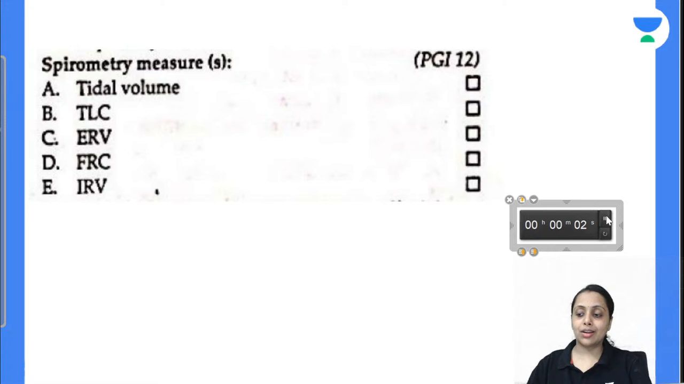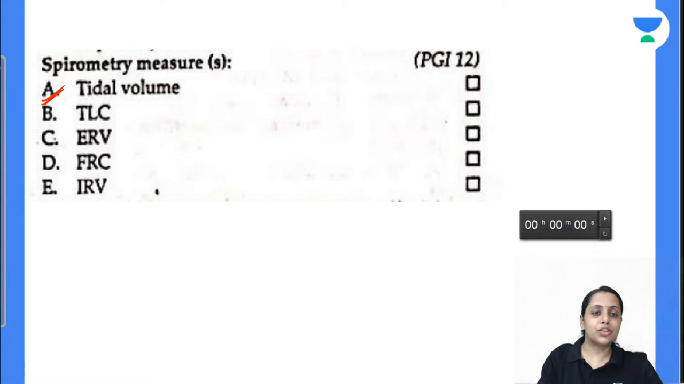Kaun se volume or capacity we can measure from the spirometry? Anybody? We can measure the tidal volume. We can measure the expiratory reserve volume. We can measure the inspiratory reserve volume. We cannot measure the total lung capacity. We cannot measure the FRC. Answer is only and only A, C, and E.